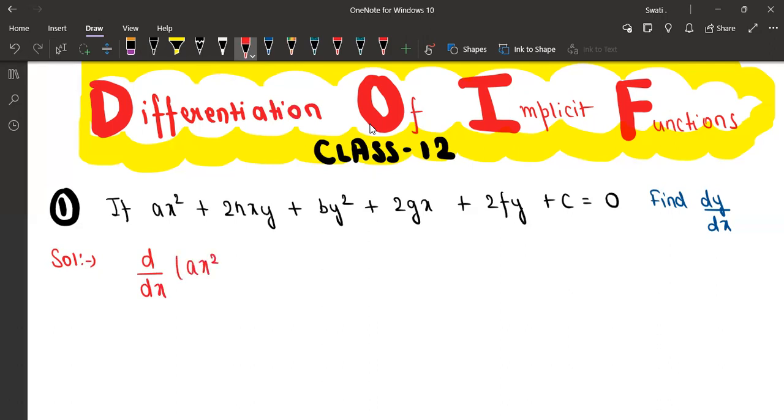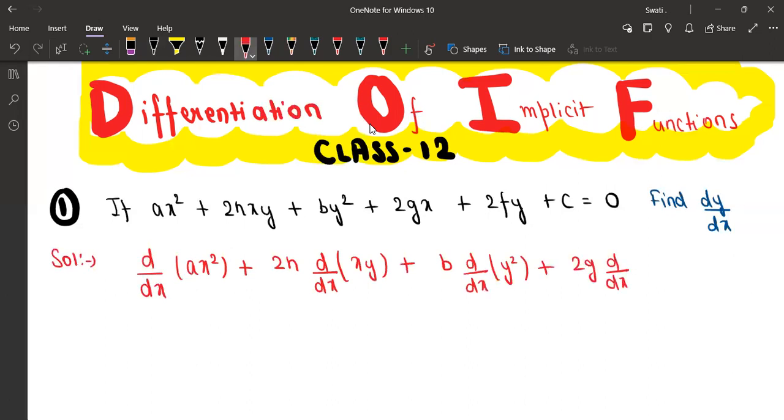So the derivative of this ax square plus. This 2 is a constant and h is also a constant, so that 2h I can take outside and I'll just do the derivative of the function xy. Plus, here b is a constant, so outside, and the derivative of y square. Plus, here 2g is constant, so the derivative of just x. And here 2fy, everything is constant only, but okay, I'll write down 2f and then the derivative of y with respect to x, and then plus, of course, the derivative of a constant, and then the derivative of 0, which is 0 only.